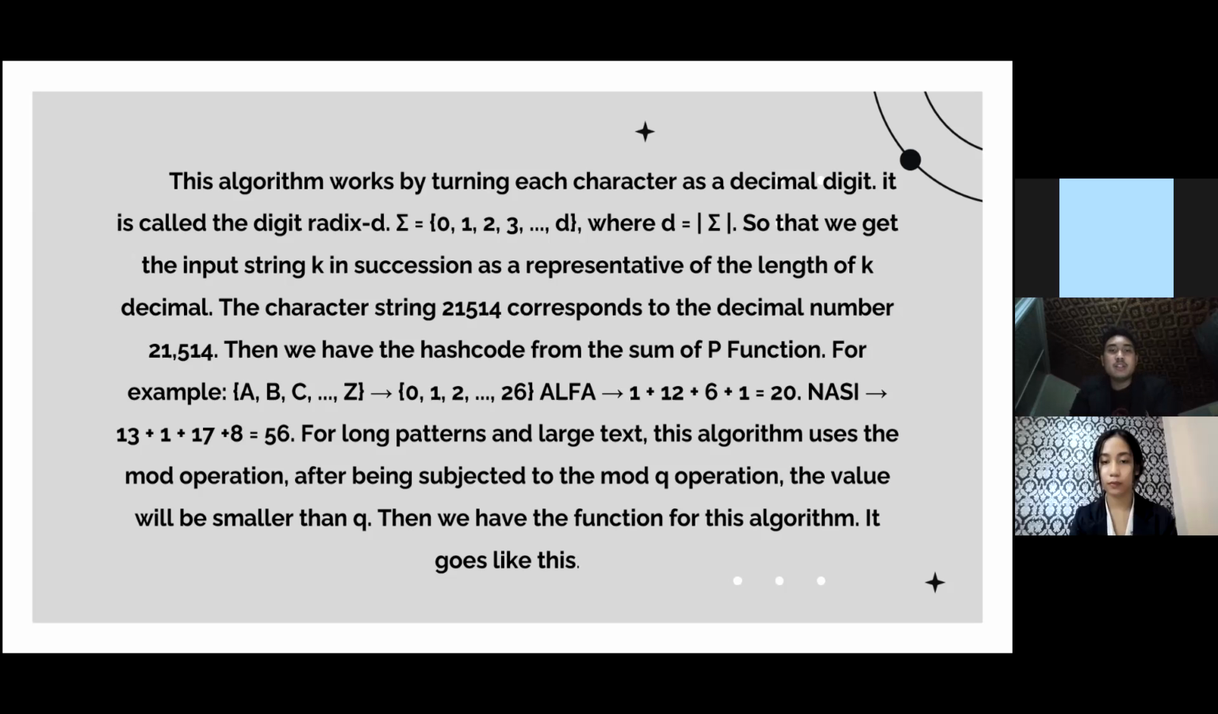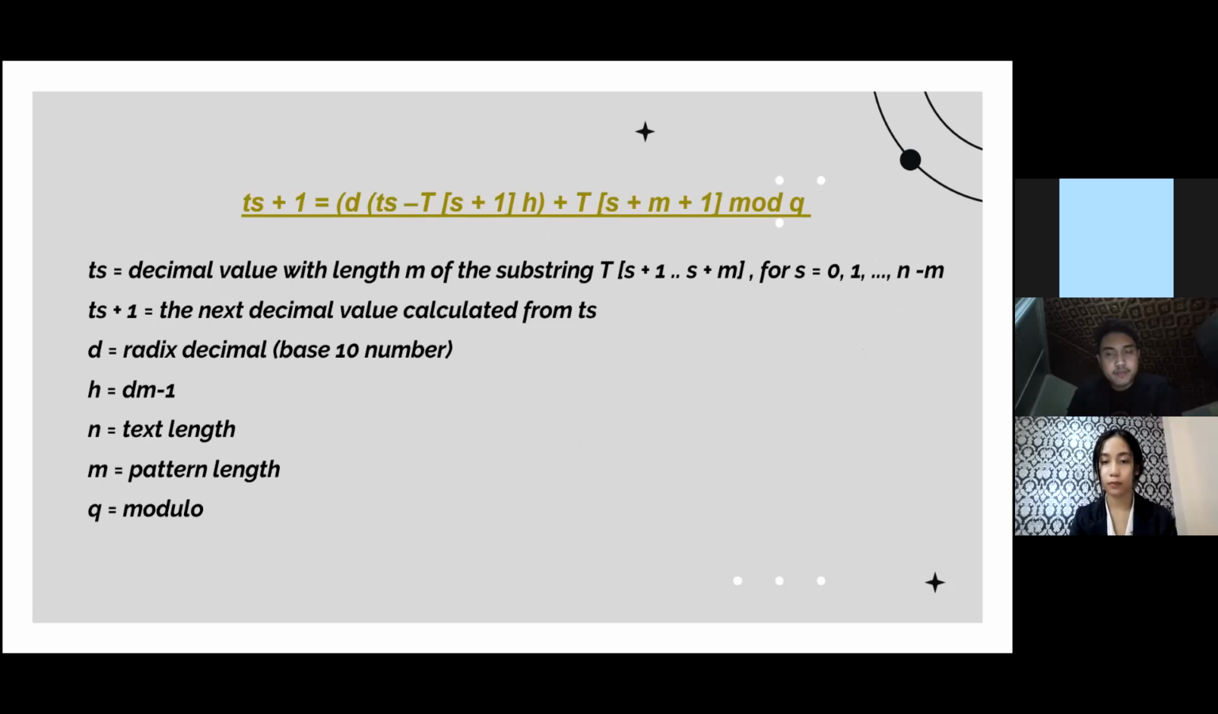For long patterns and large text, this algorithm uses the modulo operation. After being subjected to the modulo operation, the value will be smaller than Q. Then we have the function for this algorithm. It goes like this. Next, you can see the function of the Rabin-Karp algorithm on the screen like this. You can read it.